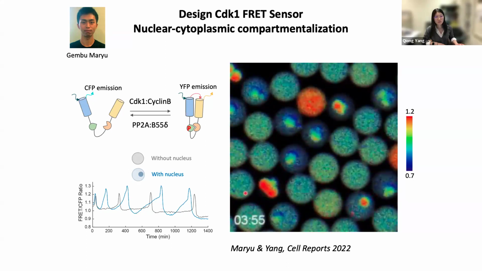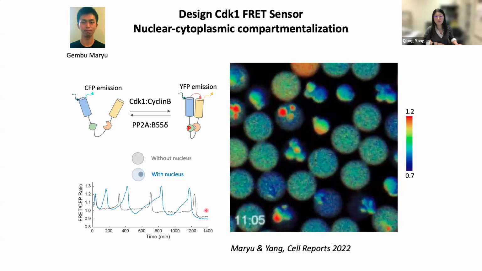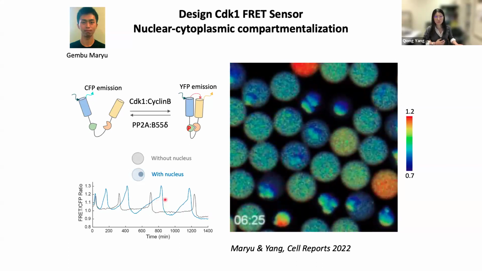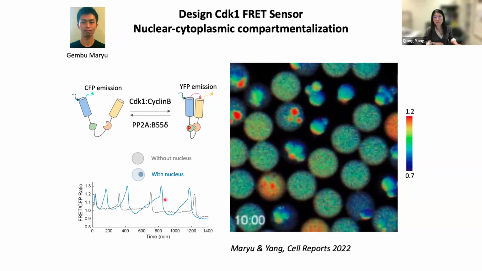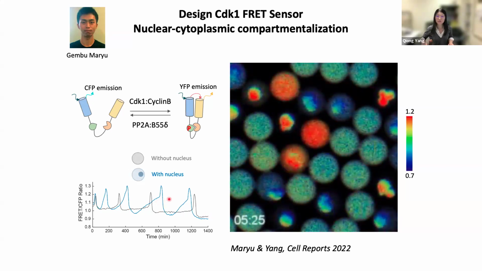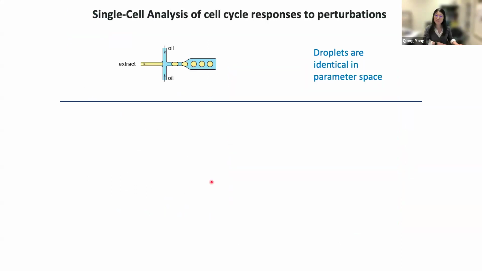And both of these droplets can oscillate, but their oscillation profile is fundamentally different. This is also interesting because it shows that this compartmentalization, such as the nuclear compartments, can play a role in affecting the dynamics of these oscillations, which I will talk about a little bit later. With this setup, we could create thousands of droplets, which has a high throughput advantage. However, all of these droplets are identical in parameter space at the beginning.